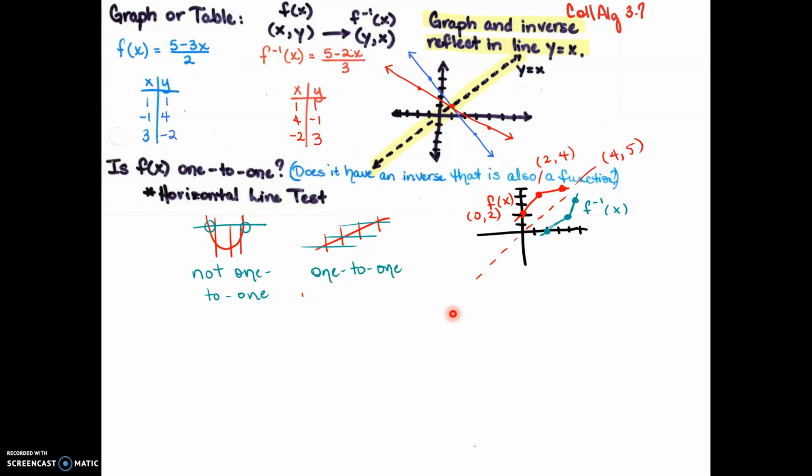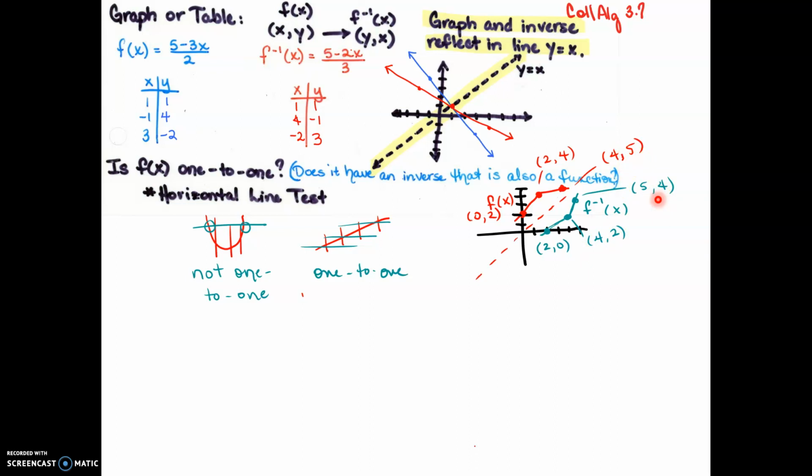Identify a couple of points on the original function, okay? So here's that original function. I'm going to pick a couple points, (0, 2), (2, 4), and (4, 5). So the point (0, 2) on the original, what will it be on the inverse? It would be (2, 0), because if the original is (0, 2), x and y switch places, so this point would be (2, 0). Same story here. If this is (2, 4), the inverse point would be (4, 2). If this is (4, 5), the inverse point would be (5, 4).